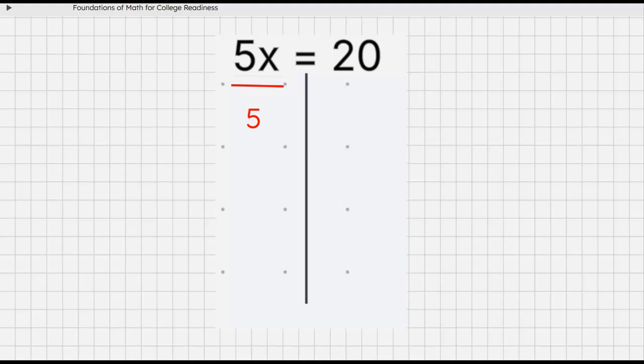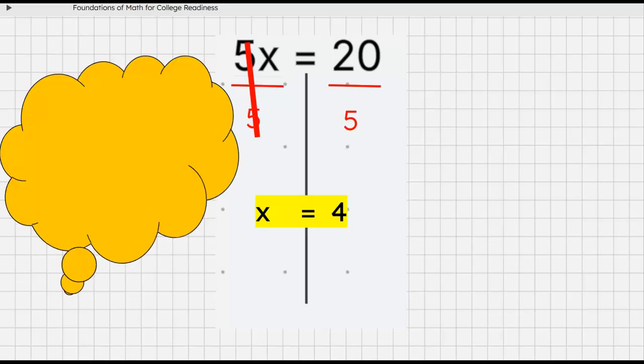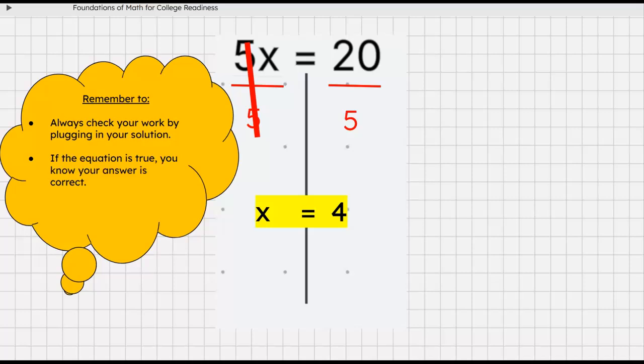When we divide 5x by 5, that's going to give us a 1x. And then 20 by 5, we will get 4. So our answer will be x is equal to 4. But we must remember to always check your work by plugging in the solution. If the equation is true, you know your answer is correct. If the equation is false, you know your answer is wrong.